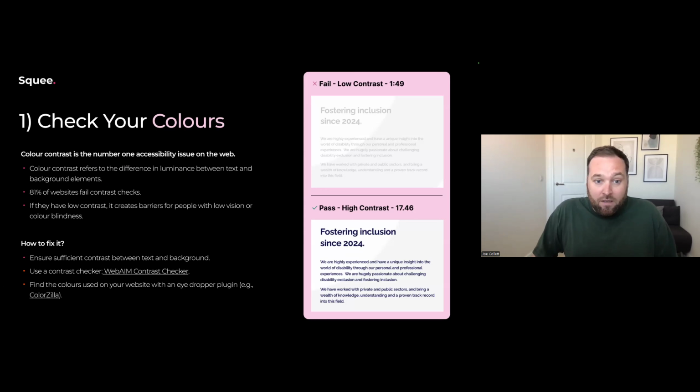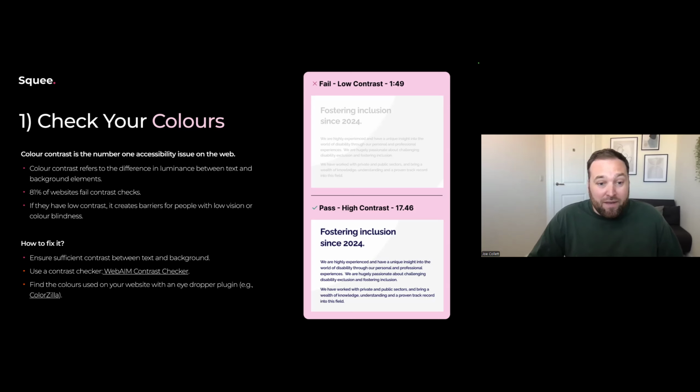So the first check is, what are your colors like? Color contrast, and that means the difference between text and background in brightness, is actually the number one accessibility issue on the web. Around 81% of websites fail on this, which causes problems for many people, but especially those with low vision or color blindness. And a common example I see all the time is when a company uses their brand color, say they've got, I don't know, a light blue from their logo, and they'll use this as a button background and then put white text on top.